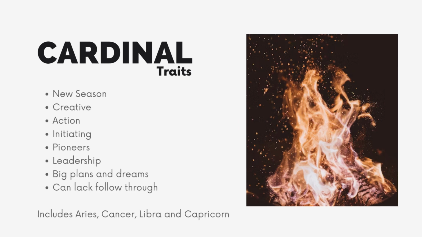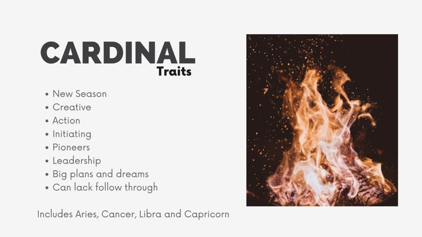First up, we're going to be talking about cardinal signs. They start the season, they're creative, they're action-oriented, they take initiative, they're pioneers, they're leaders, they have big dreams and plans, but they can lack follow-through. They include Aries, Cancer, Libra, and Capricorn. When they need help, they go to the fixed signs to follow through on things.